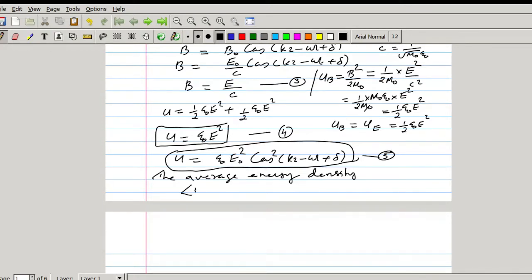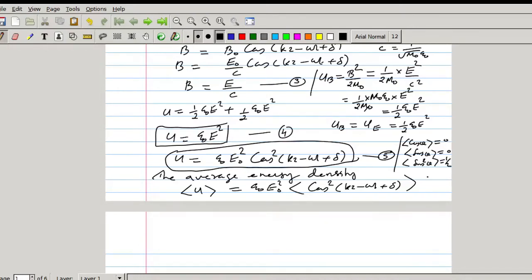The average energy density, we will write it as expectation U. The average energy density is equal to epsilon 0 E0 square, which is constant, times the average of cos square(kz minus omega t plus delta). The average value of cos theta over a complete cycle is 0. Average value of sin theta over a complete cycle is 0. Average value of sin square theta over a complete cycle is 1 by 2. Average value of cos square theta over a complete cycle is 1 by 2.